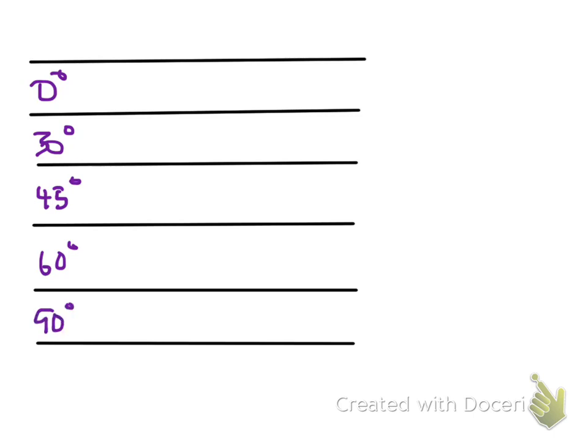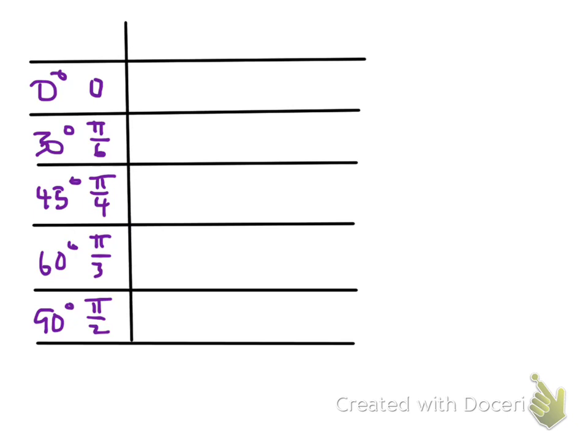Now, beside that, just so we're familiar, let's put our radian measures: 0, pi over 6, pi over 4, pi over 3, pi over 2. Those are our special angles in radians. Sine of the angle. I'll do sine first.